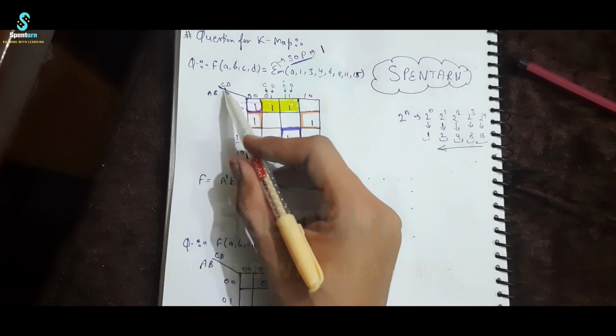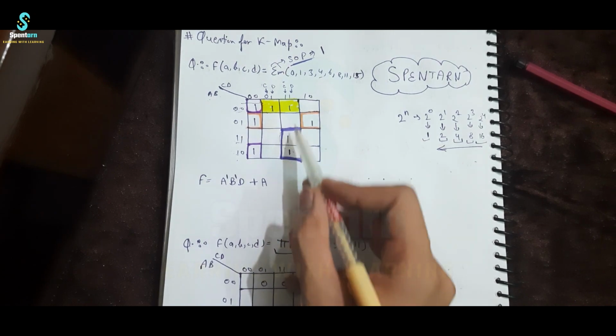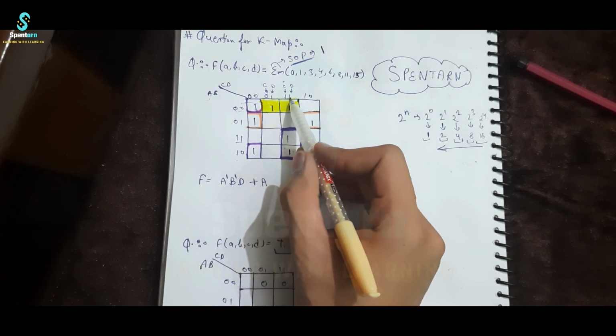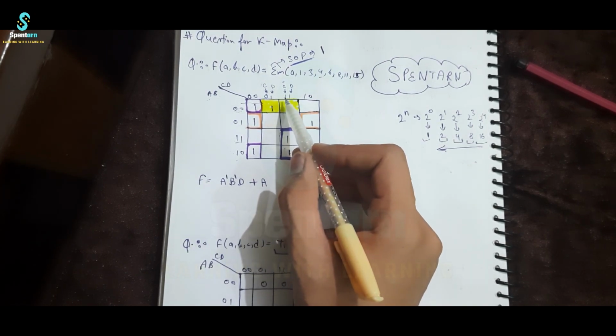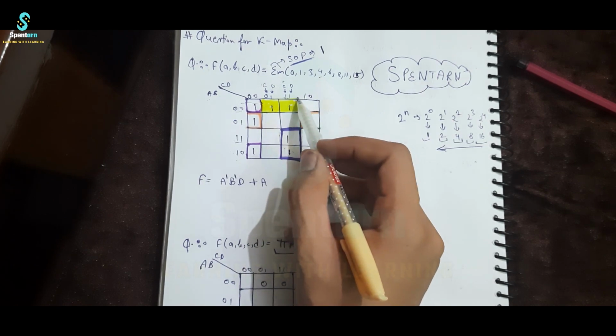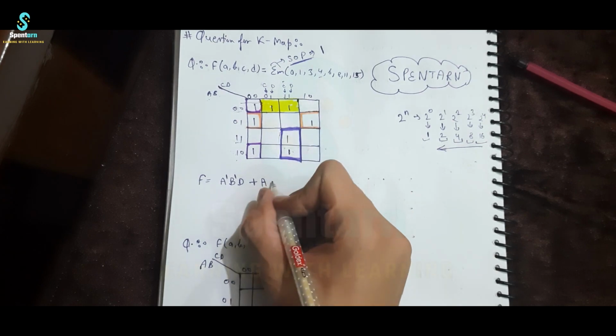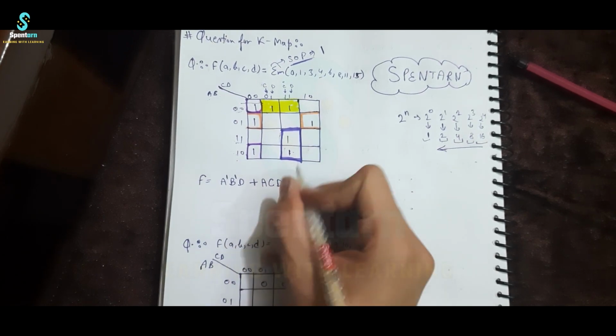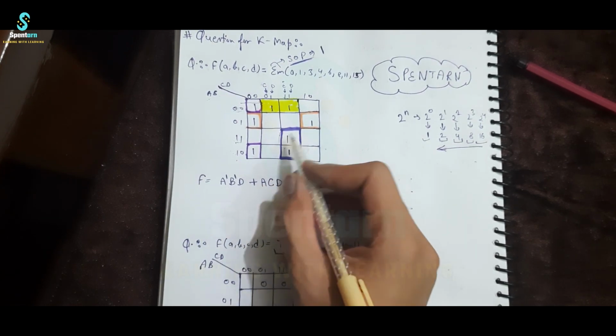Now for the CD case, you can see directly in this cell 1 1 is given. So 1 1 is given, and we do not have to make any comparison with other cells, so we can just directly write it down as ACD. Now the work for this one is also finished.